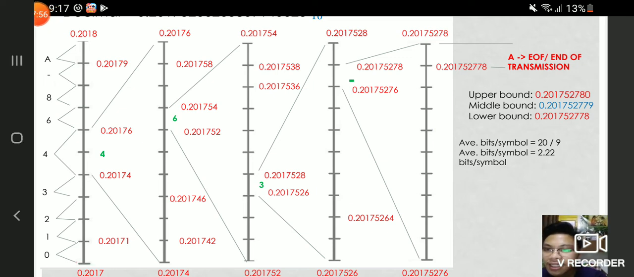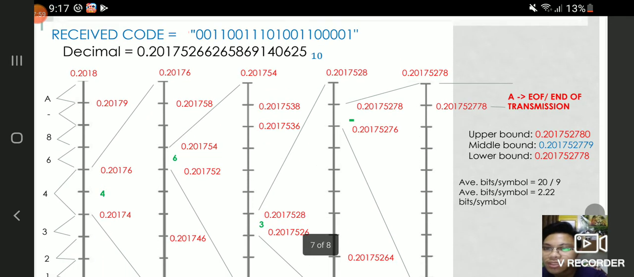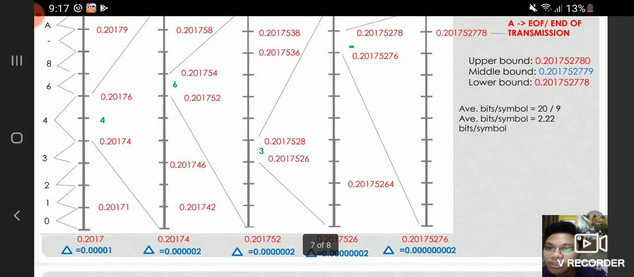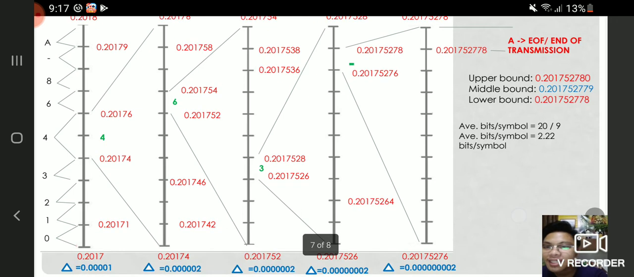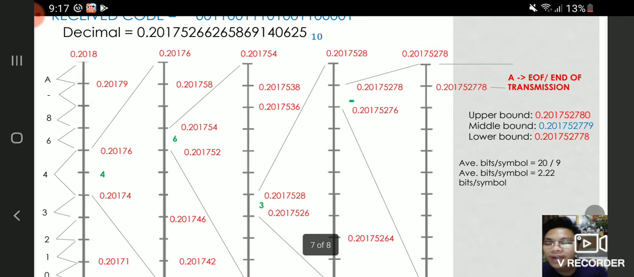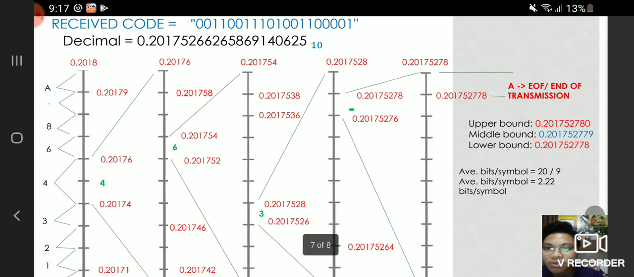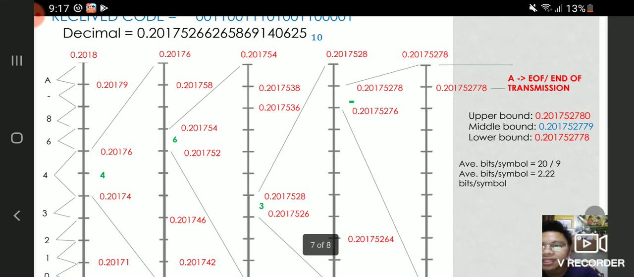Expanding it again, locate again the decimal value, which is 0.2175. It is between 0.217528 and 0.217526, and the code word here is 3. Expanding it again in the graph, locate again the decimal value. Then the decimal value here is located between 0.2175278 and 0.2017526, locating it in the align of code word dash.